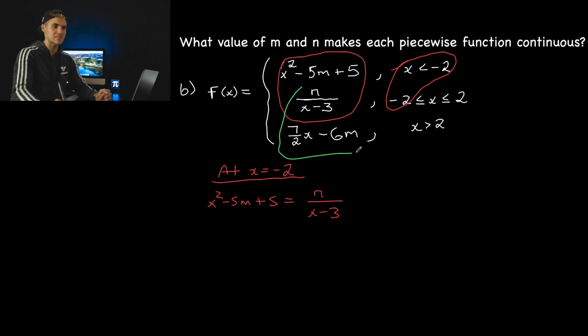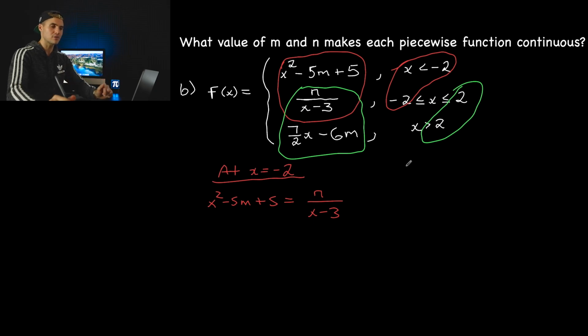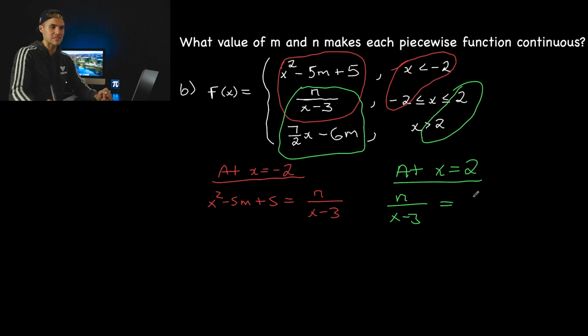So these two pieces over here are meeting at the x value of +2, which means that if this piecewise function is going to be continuous, then at that next meeting point of 2, n over x minus 3 has to equal 7 over 2x minus 6m, right? These two pieces at that x value of 2 have to have the same y value in order for this piecewise function to be continuous.